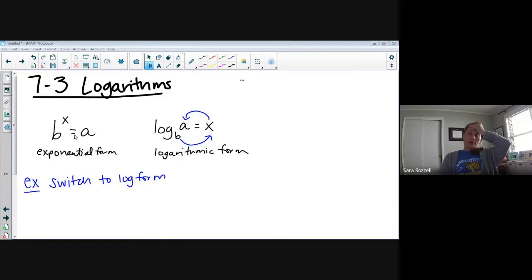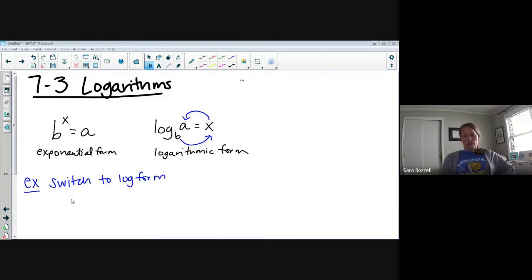If you have a base to a power is equal to a number, we can switch those numbers around and write them in logarithmic form. The base goes here as a subscript, the power is over on its own side, and the a, or what it equals, is here next to the log. So log base b of a is equal to x. So we're just going to go back and forth here.